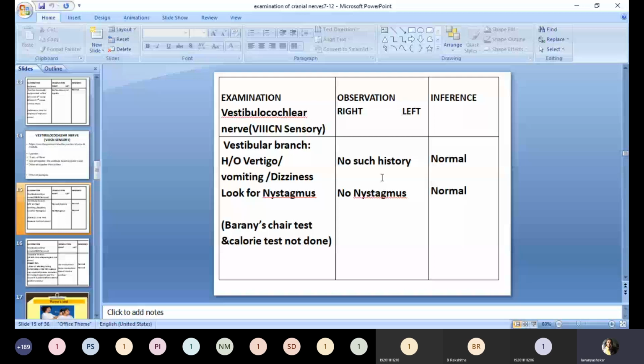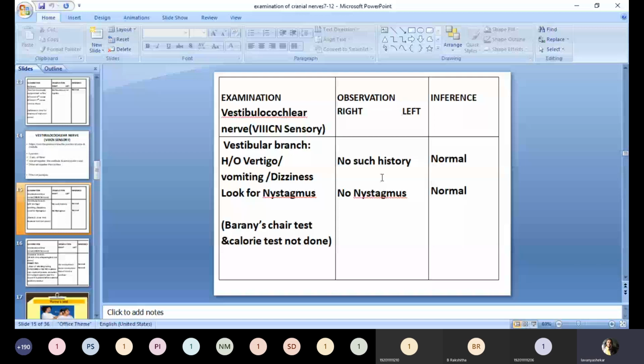So this technique of caloric stimulation is usually used clinically for diagnostic purposes. Whenever you do Barany's caloric test, it causes nystagmus, vertigo and nausea. But here in the classroom setup we are not doing Barany's test, and the caloric test is not done here.